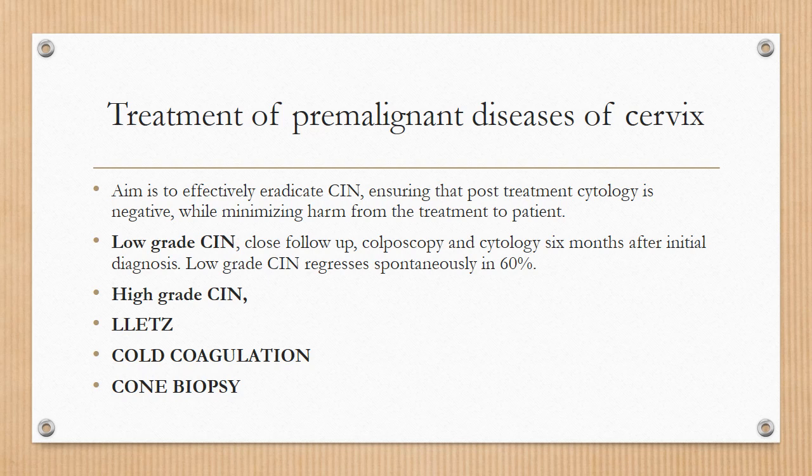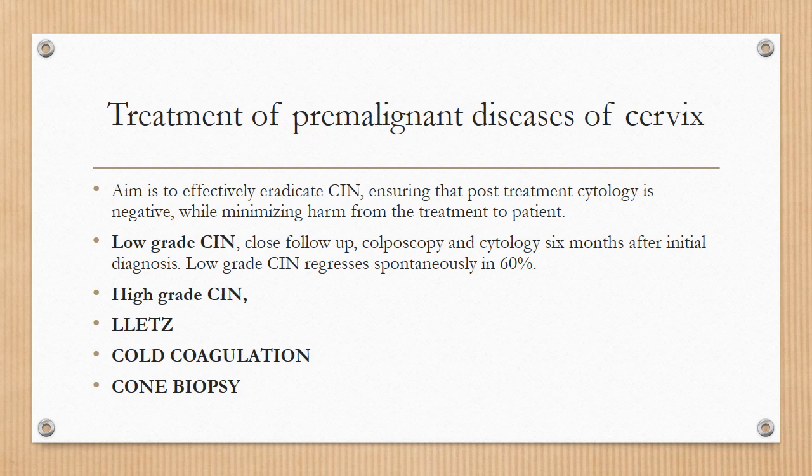Then what is the treatment of premalignant lesions of the cervix? The aim is to effectively eradicate cervical intraepithelial neoplasia, ensuring that post-treatment cytology is negative while minimizing harm from the treatment options. So for low-grade cervical intraepithelial neoplasia, only close follow-up might be required: colposcopy and cytology 6 months after the initial one. The low-grade lesions regress spontaneously in 60% of cases.